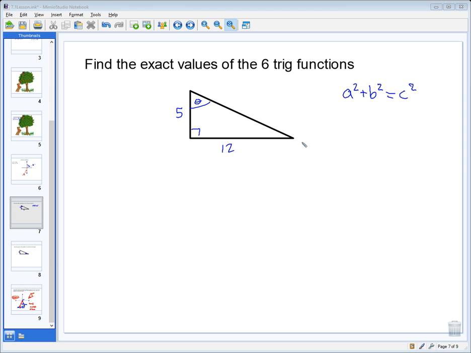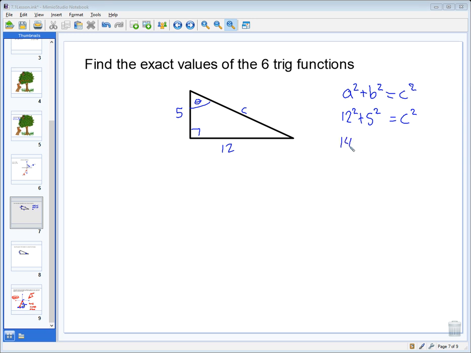Remember, a squared plus b squared is equal to c squared. A usually refers to the left and right movement, and B usually refers to the up and down. Now, it doesn't matter as long as you put in the legs for A and B, and the hypotenuse is C. So we would take 12 squared plus 5 squared, and that would give us C squared.